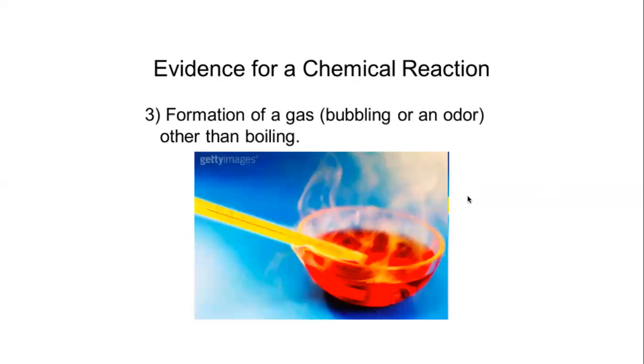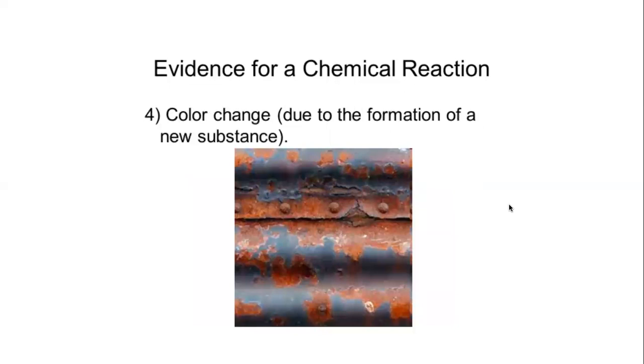Another evidence of chemical reaction is the formation of gas. You can add two reactants together, and the products that they form can also be a gas or sometimes an odor. So you can either visually see maybe some steam coming, or you might be able to smell that as well. Another evidence of chemical reaction is a color change, and an example of this is rust, and this is due to the formation of a new substance that we can visually see.